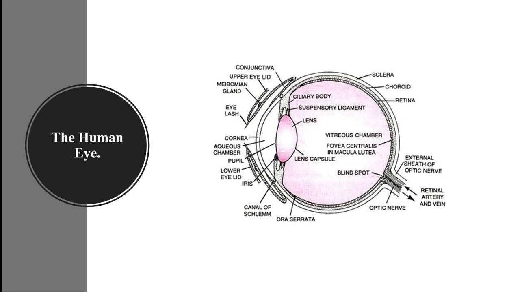The human eye. Now, the globe of the human eye, or what we call the eyeball, consists of the sclera, which is a tough outer layer of connective tissue. So this is the sclera right here. This is the sclera. That's the outermost tissue.